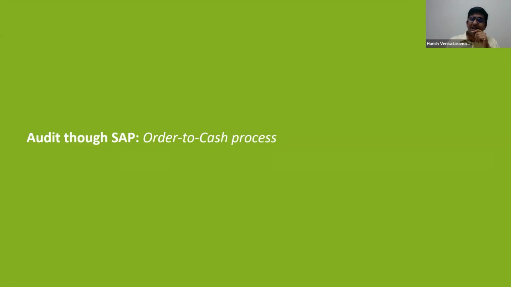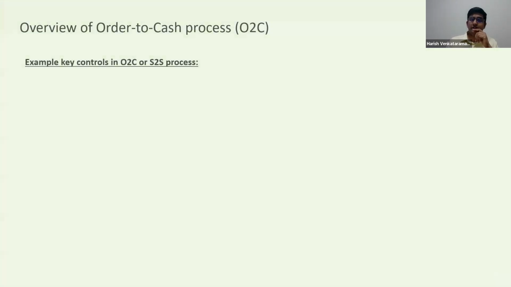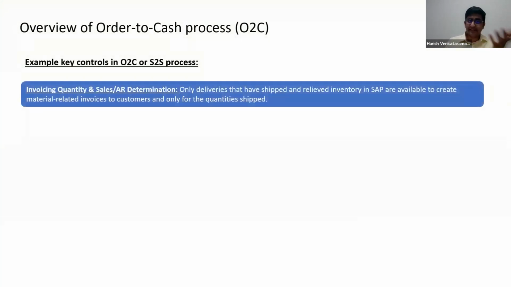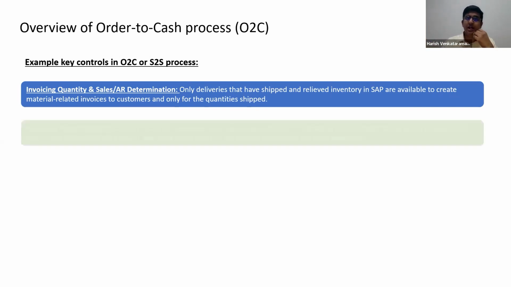Now, what are certain key controls that, as an internal auditor, we should be aware of from the SAP perspective? One is, again, account determination. Only deliveries that have been shipped and relieved inventory are available to create materially related invoices to customers. Now, what could go wrong here? I could have an order for X material, and I should not be able to create an invoice or ship for some Y material. Right? That is something that SAP can control.